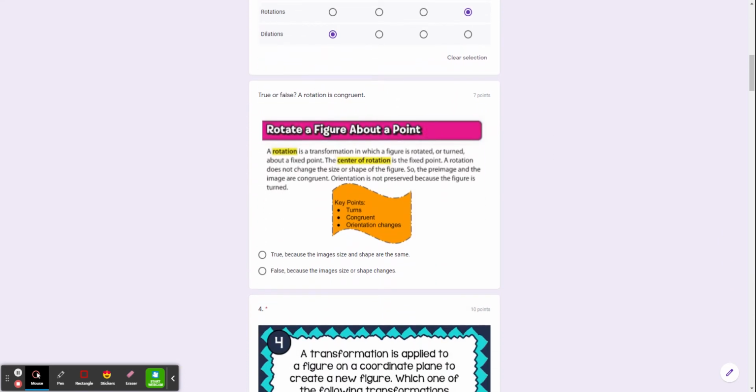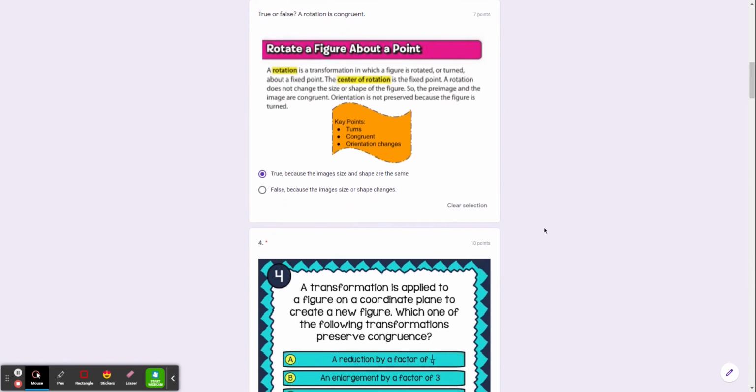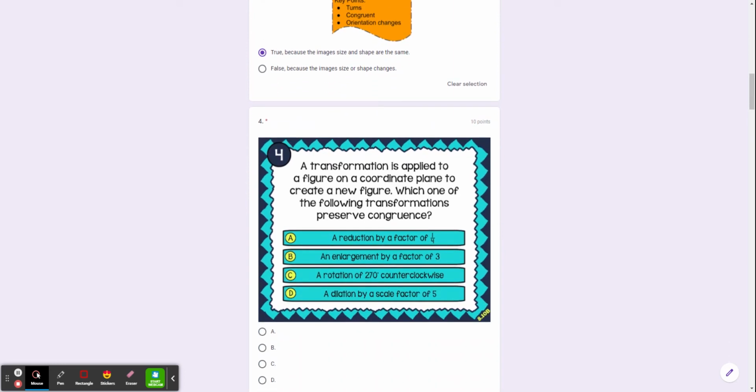Looking back at what we just talked about, true or false, a rotation is congruent. It is true. It stays the same shape, the same size, and all of its angles stay the same. This next one says a transformation is applied to a figure on a coordinate plane to create a new figure. Which one of these transformations preserves congruence?